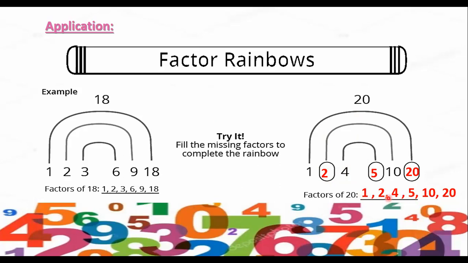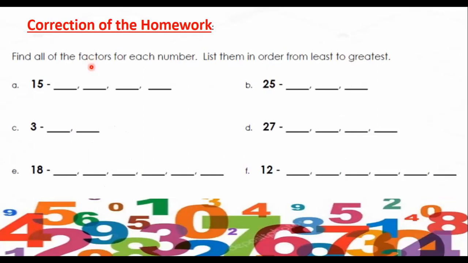These are the factors of 20: 1, 20, 2, 10, 4 and 5. Now this was our homework and I sent you the correction, but we will do it quickly. As we said, if I want to find the factors, I start with number 1, because 1 and the number itself are always factors. 1 and 15, 3 and 5 are factors of 15. Here 1 and 25. 5 times 5 gives me 25.